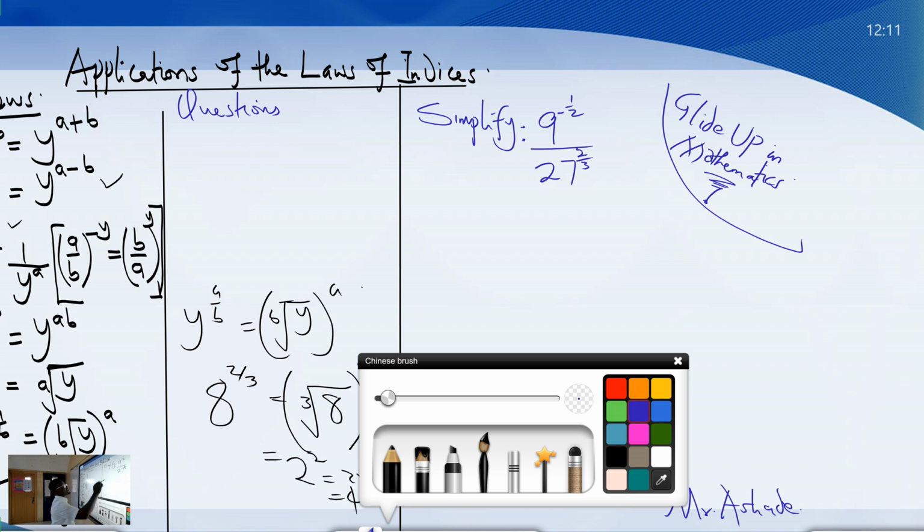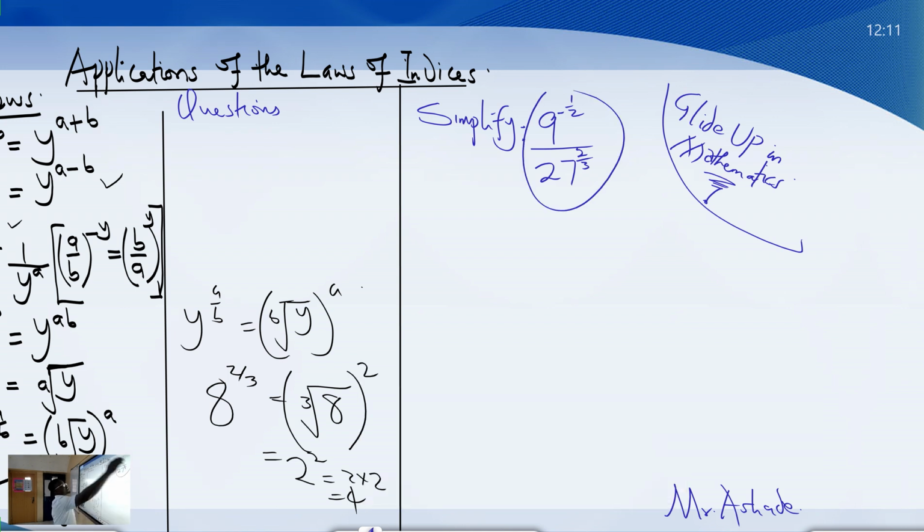I used to advise students that when you have a question given to you in this format, it will be easy for you to change the division line to the division sign. This will be divided by 27 raised to power 2 over 3. You can rewrite this in index form, having them maintain the same base. How do I mean? 9 here can be rewritten as 3 squared.